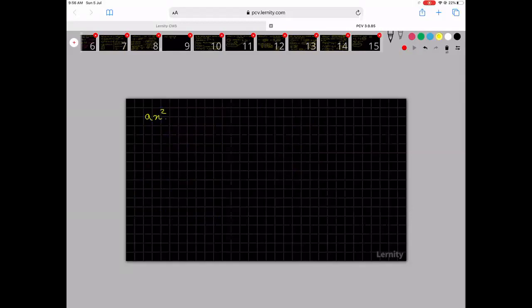Suppose ax square plus bx plus c is equal to 0, which has its roots as alpha, beta. I want another equation whose roots are alpha plus 2 and beta plus 2. So how do I go ahead with it?